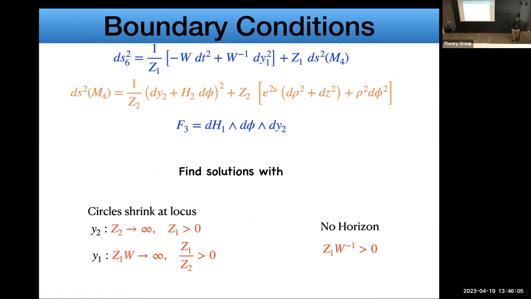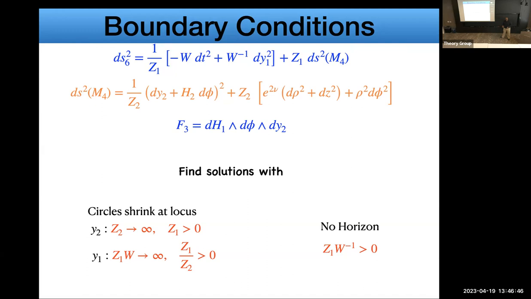So then to try to do what we want, for example, we want to construct a solution. Let's say we want to take this circle, we collapse it in some region, right? So then that fixes the boundary condition for us. In particular, it tells us that we want the warp factor Z2 to blow up in some region while the other potentials are held fixed and finite. And similarly, if we want the Y1 circle, there's a boundary condition here that this has to blow up while these ratios are finite. And you also do not want any horizons, so you impose this condition here.